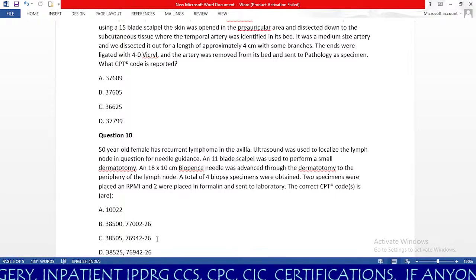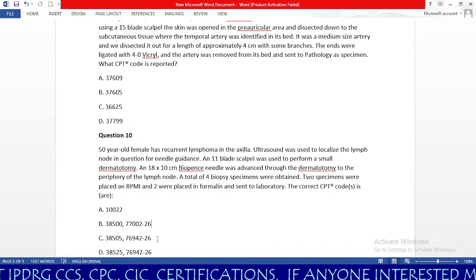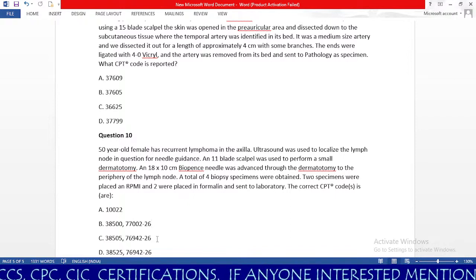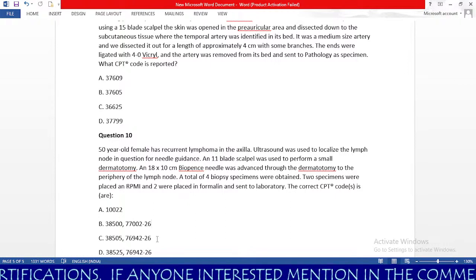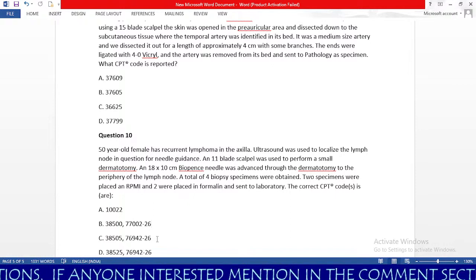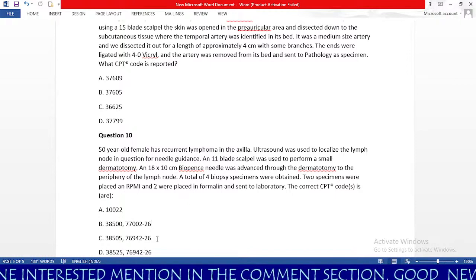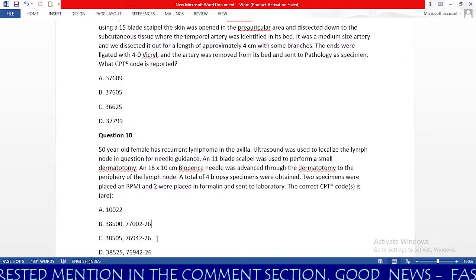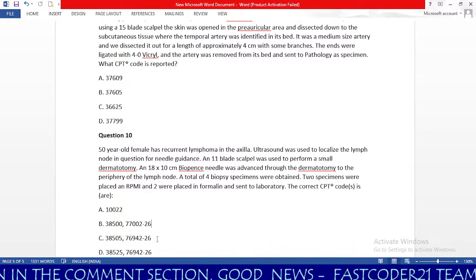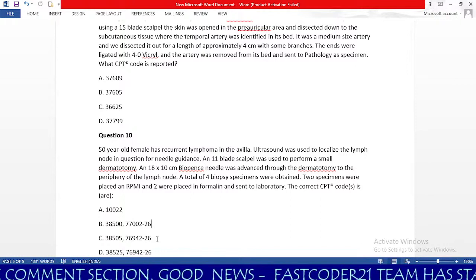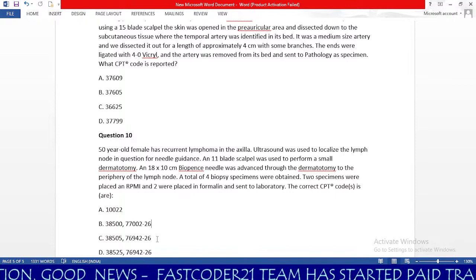So we need to master the radiology codes also. Using the radiology codes, you can save your time. In this situation, if you know the radiology codes for ultrasound and fluoroscopy, you can eliminate easily and save your time. Most of the people wrote B as the correct answer, but B is the wrong answer here. Why? Because B includes fluoroscopy guidance. 7700T is for fluoroscopy, not for ultrasound. C is the correct answer here.